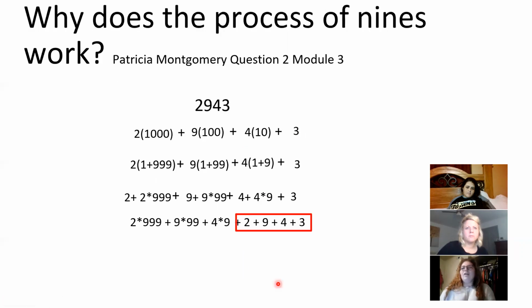So what we can always do is just add those numbers up and see if they're divisible by 9, because we know all the other stuff is going to be. Okay. Awesome. Thanks, Patricia. You explained that really well. Thank you.